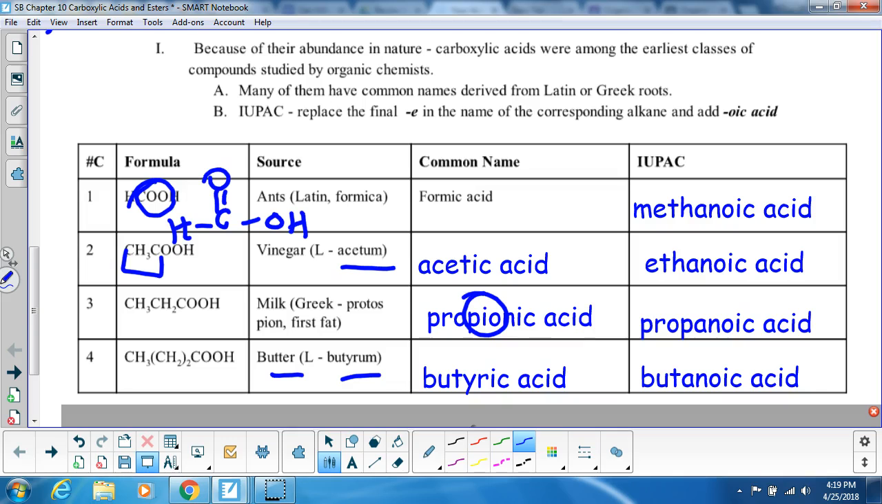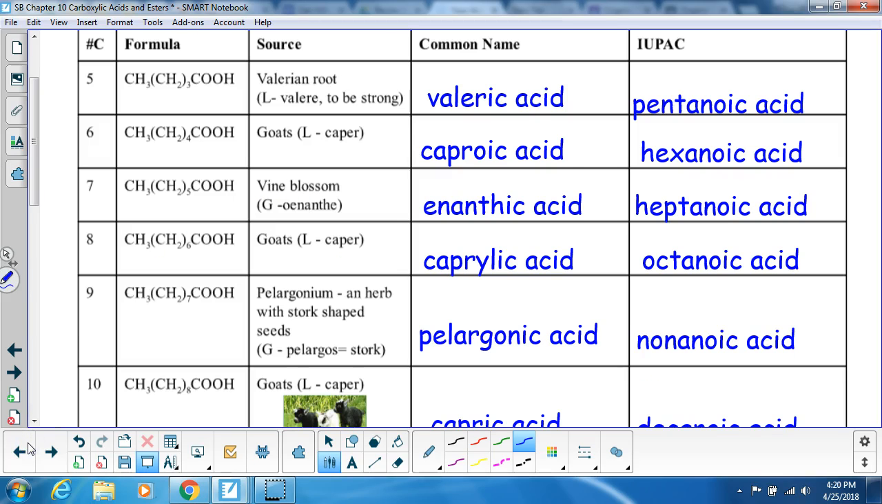Let's go on and see what the next page brings. 5 carbons would be pentanoic acid. We get valerian root, which means to be strong, so it was valeric acid. I really didn't know that. 6 carbons is goats, Latin for caper, so caproic acid. Fortunately, we have hexanoic acid. The next one is a vine blossom, a Greek word. I'm not really sure what that all is, but apparently this acid comes from this particular kind of vine blossom, and so we call it heptanoic acid.